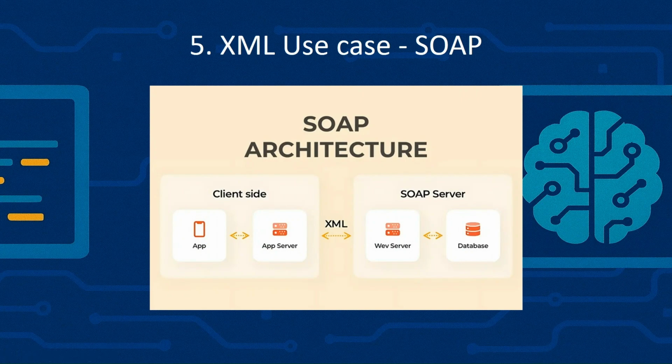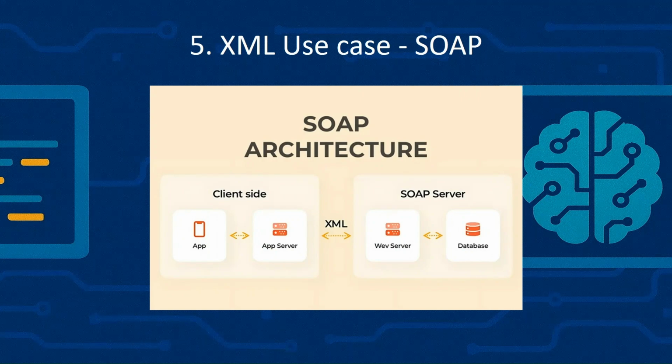One small use case we try to bring here is the SOAP architecture. As we discussed, SOAP architecture uses XML to transfer data in between the applications. Here you can see on the left side we have the client side and the right side is a SOAP server. For example, the app is a mobile phone application and it is calling its application server, and the request goes from the application server to the SOAP server in the form of an XML request.